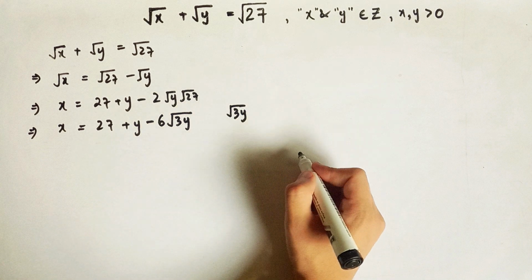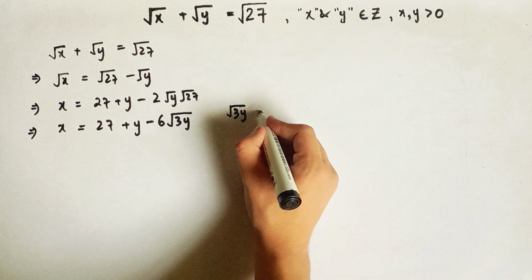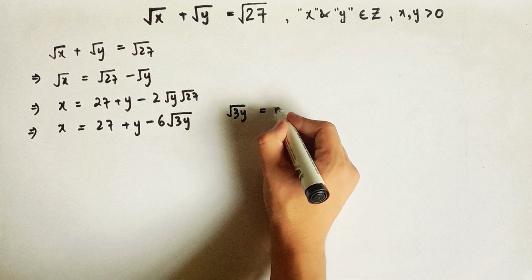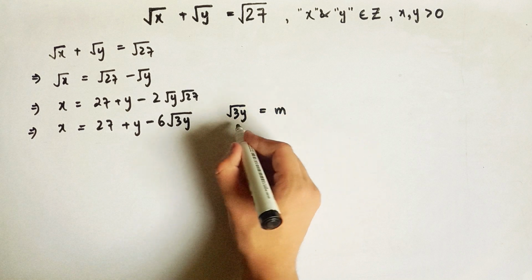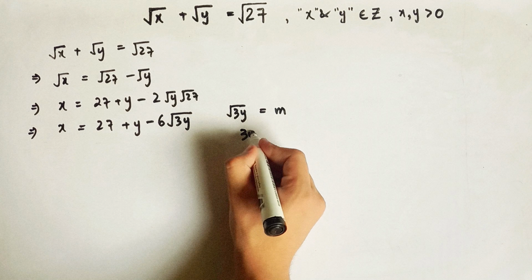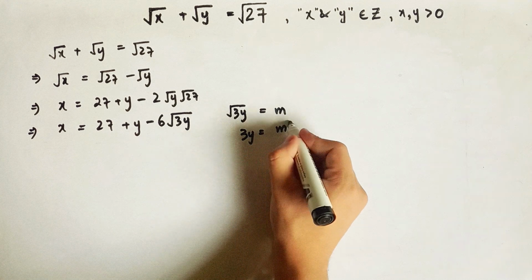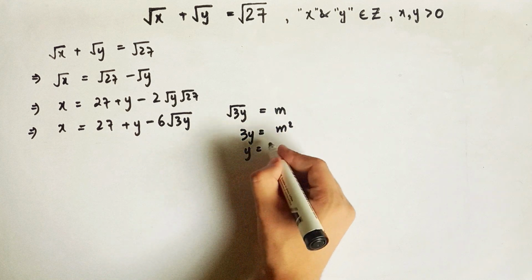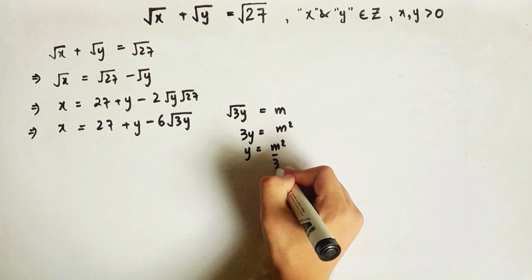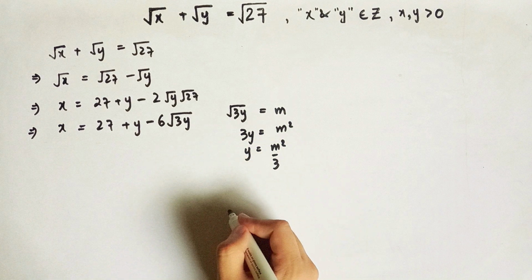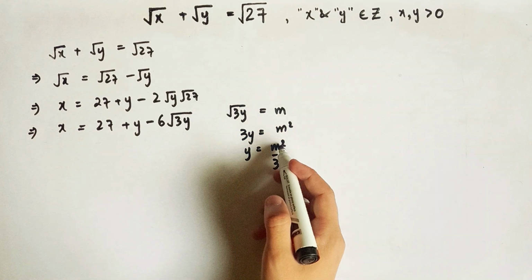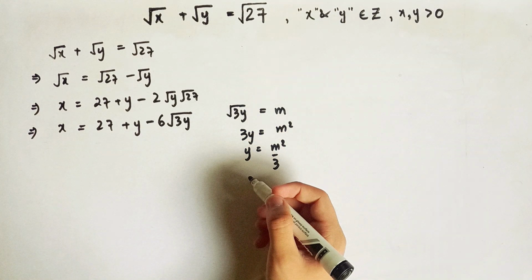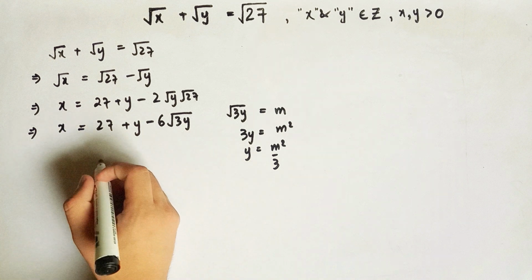is an integer, or we can say that root of 3y equals some number m, let's say, and m is an integer, or from this we can say that 3y equals m square, or y equals m square over 3. So we have found the value of y in terms of m. Similarly we can do for x.